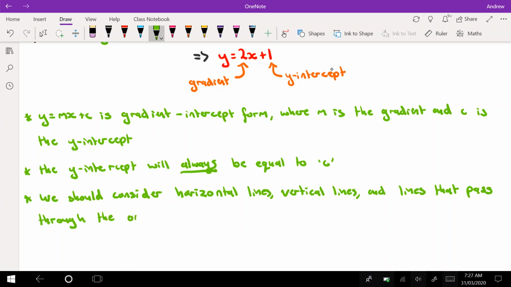Lines that pass through the origin. So what do we need to consider about horizontal, vertical, and lines that pass through the origin? Well, a horizontal line has a gradient that's equal to 0. That flat line just has a gradient that's equal to 0.